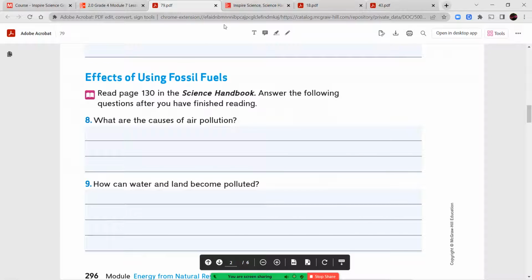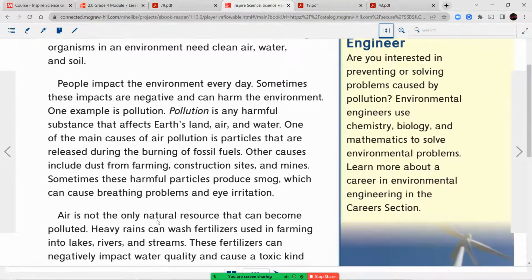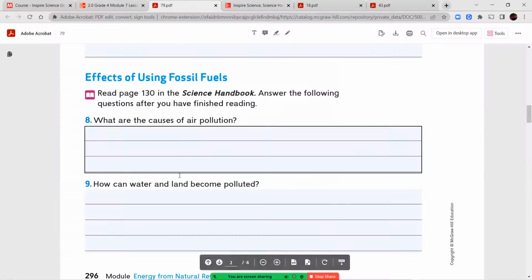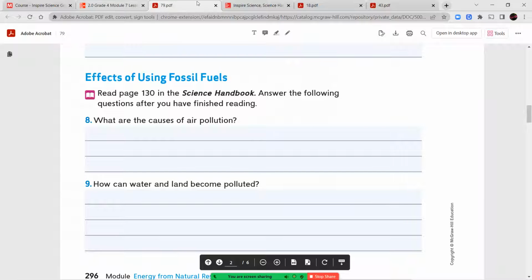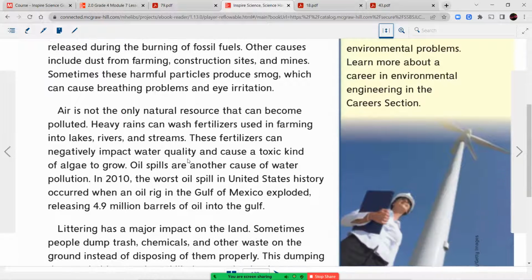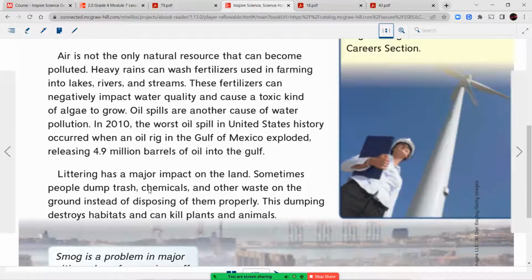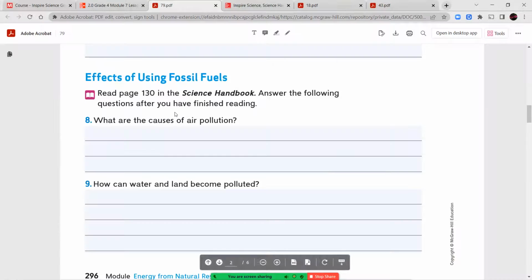Okay, what are the causes of air pollution? We talked about a couple of those right here in this first, or technically the second paragraph. How can water and land become polluted? We read about those in this third and fourth paragraph. So you can pull your answers from there.